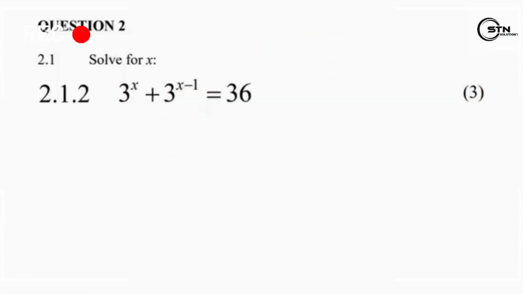Solve for x. Okay, so when you get a situation like this, I've shown you guys videos like this before. You need to take out a common factor here, but first you're going to have to split it up. So 3^x plus, now how does this split? Remember that can split as 3^x times 3 to the negative 1, okay? And you're going to end up with 36.